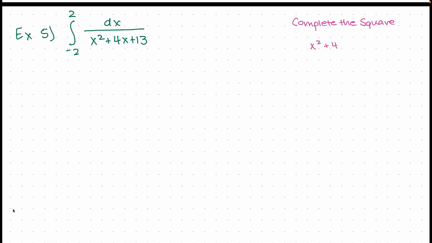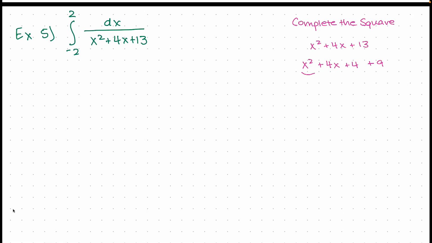If you have x squared plus 4x, just start with that part. Well, here, actually, let me write the original. So we got x squared plus 4x. Now, if I'm going to complete the square, what do I add to x squared plus 4x to complete the square? 4. Half of b squared. Half of 4 is 2, and 2 squared is 4. But I need to keep it equivalent to what I had. So what else do I need to keep it equivalent to plus 13? I need the plus 9.